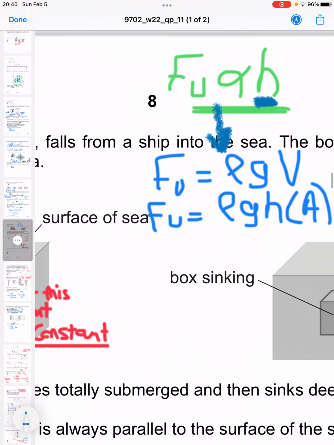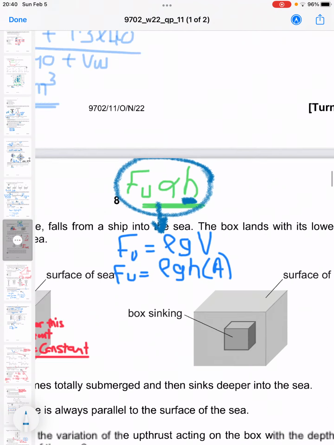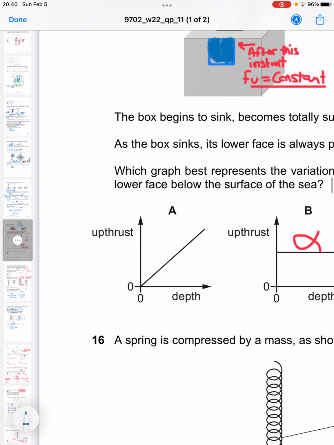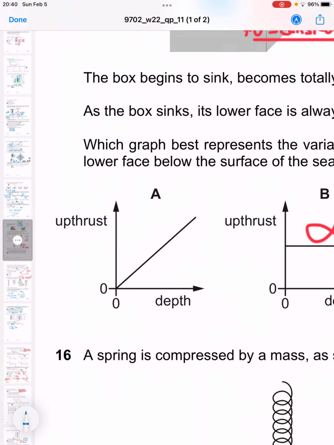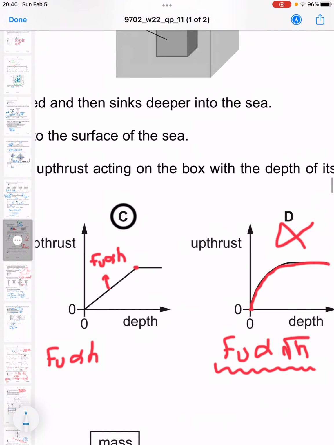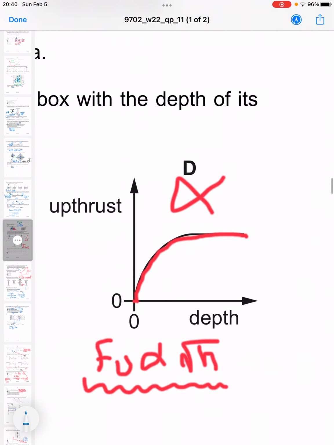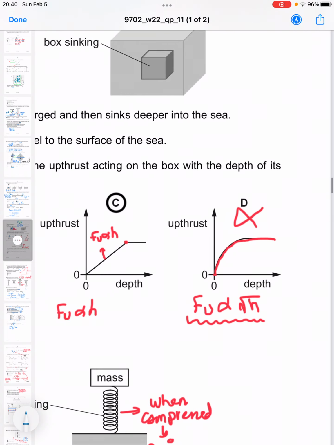So initially, first it would be directly proportional to H. The upthrust would be directly proportional to H. So this is correct, but it does not show the section which shows constant upthrust. So this is wrong. C is right because initially it shows directly proportional relation and then it's constant. And D is wrong because it shows that the upthrust is directly proportional to square root of H.